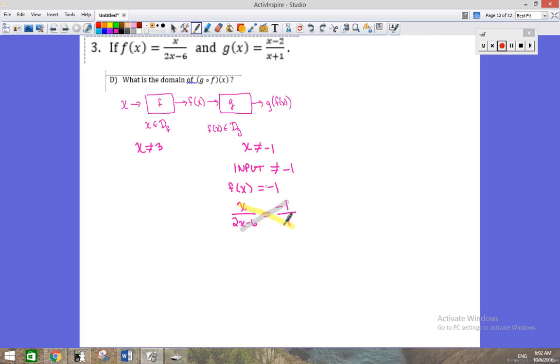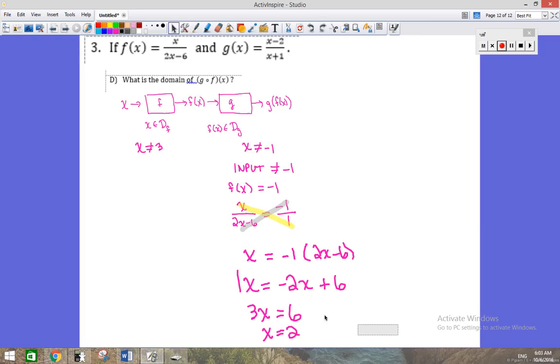Along that yellow diagonal, x times 1, hey, that's x. And this -1 times the quantity 2x minus 6. So I have x is equal to -2x plus 6. If I add 2x to each side, I'll get 3x is equal to 6, and I know that 3 times 2 is 6, so x is equal to 2.